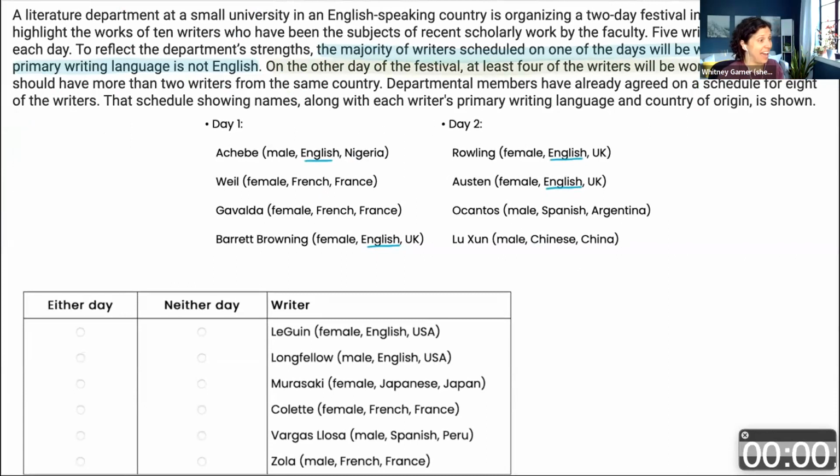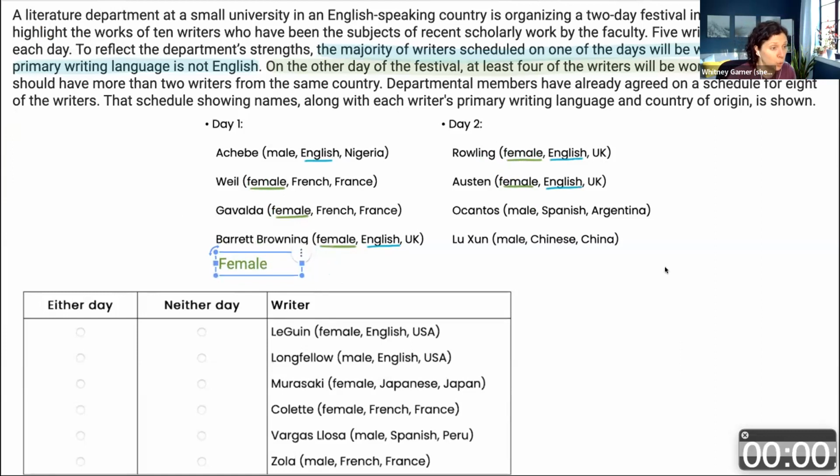Okay, so let's see if we can find that. So I need 4 writers to be women. I've got 3 on board for day 1, so I could add a 4th. I've only got 2 for day 2, so day 2 cannot be my day that has a woman. So what I figured out, right, is that day 1 needs to be female, has to have another female writer.